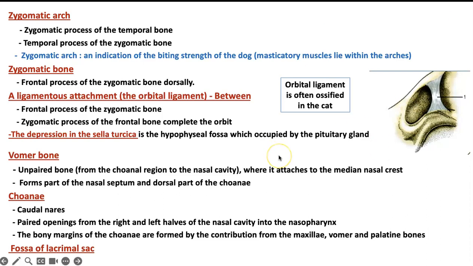Also, you should know the vomer bone is important because it forms the septum nasi, and the caudal opening known as the choana, which leads from the nasal cavity into the nasopharynx. And then we will have also the fossa of the lacrimal sac.